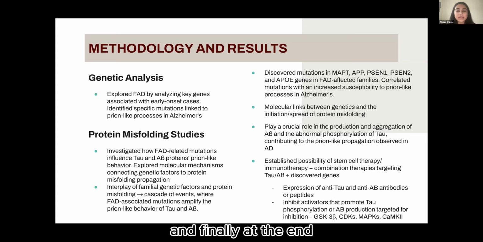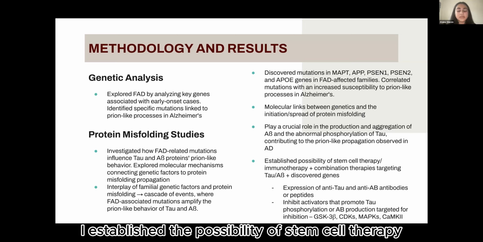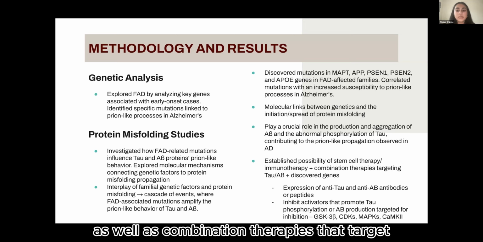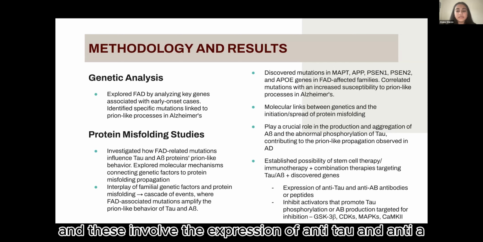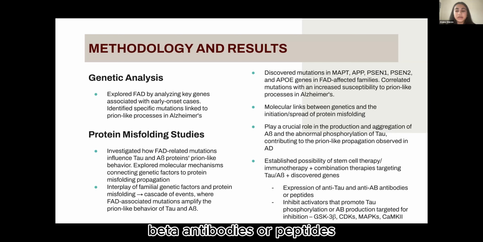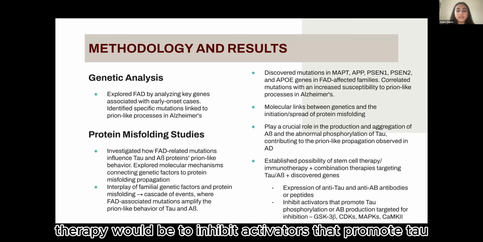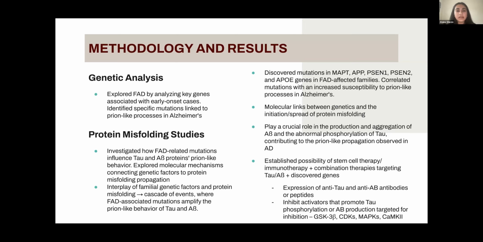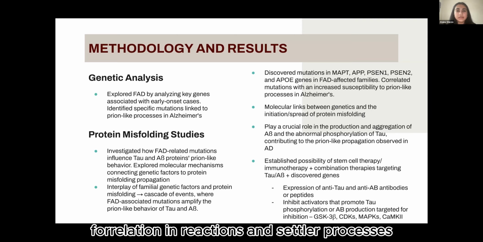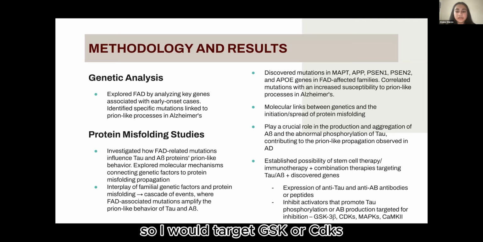And finally, at the end, I established the possibility of stem cell therapy and immunotherapy, as well as combination therapies that target these genes and proteins. And these involve the expression of anti-tau and anti-A beta antibodies or peptides. And then another form of therapy would be to inhibit activators that promote tau phosphorylation or A beta production. And more specifically, these have to do with kinases, which start the phosphorylation reactions in cellular processes. So I would target GSK or CDKs.